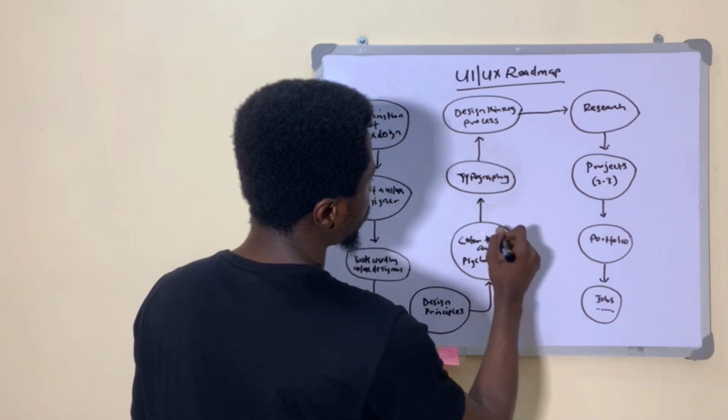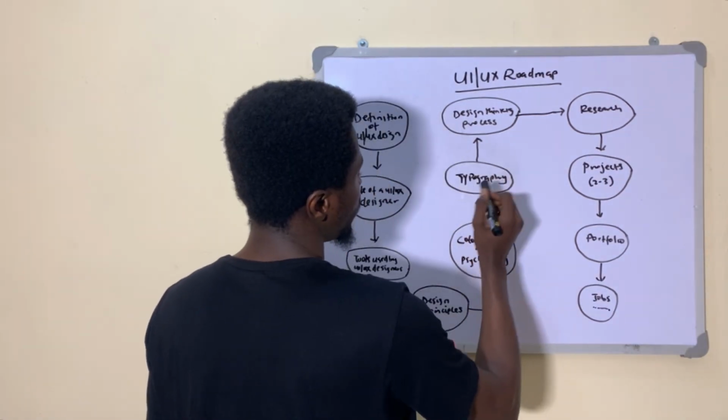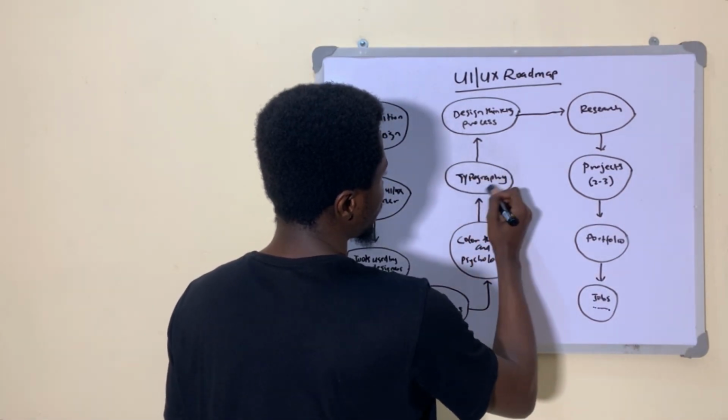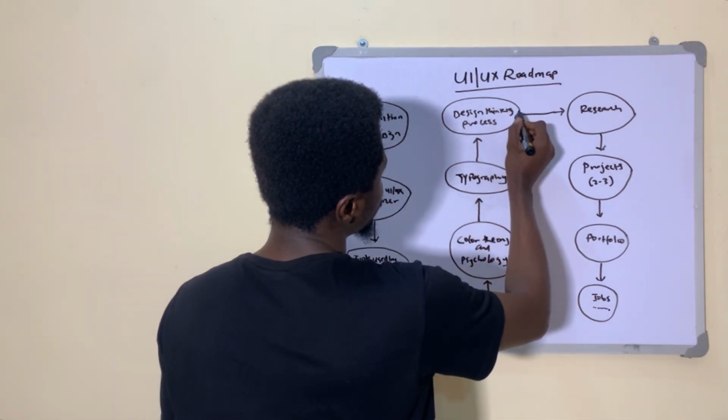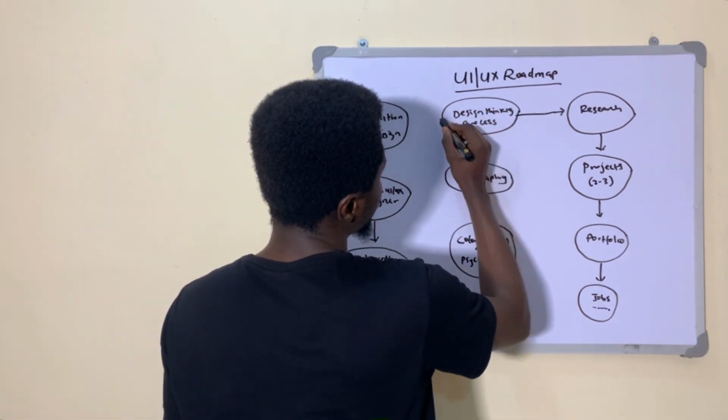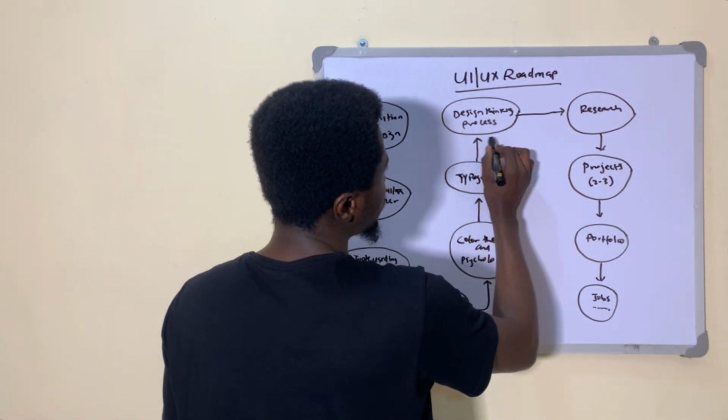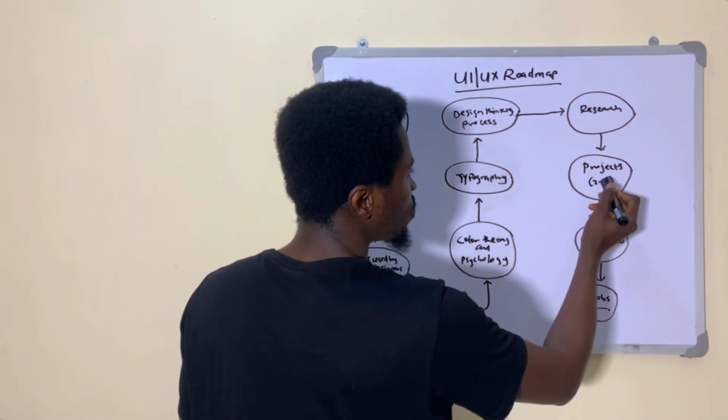Then after the whole color theory, you move over to typography. Typography is about fonts and how you use them in your project. After typography, you move to the design thinking process. This process involves the stages that designers go through to bring a digital product to life.